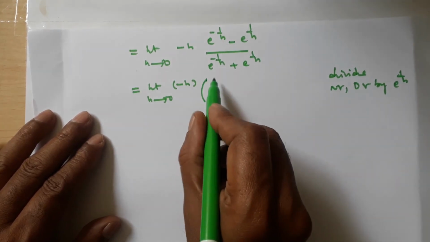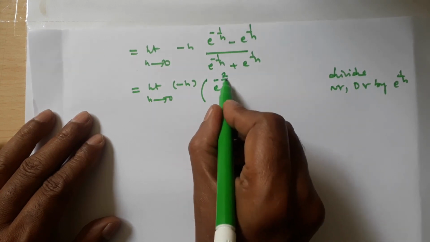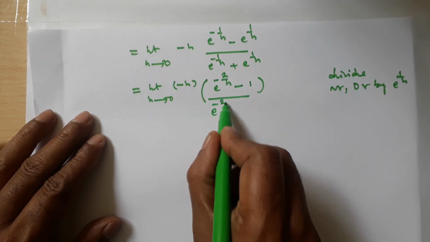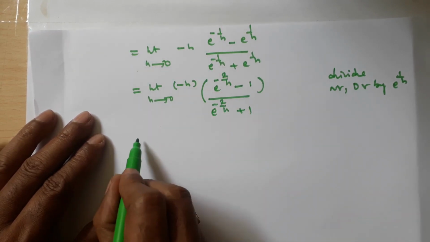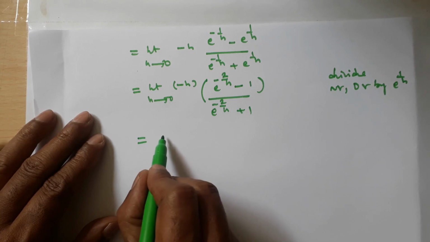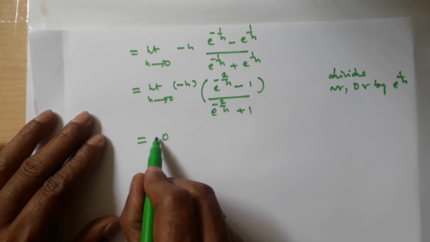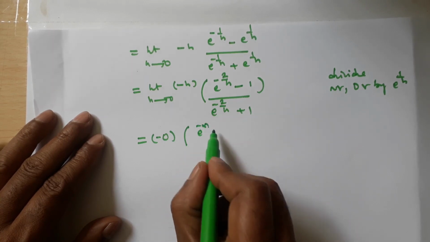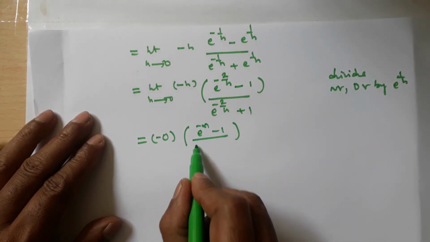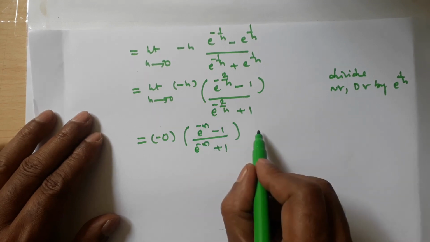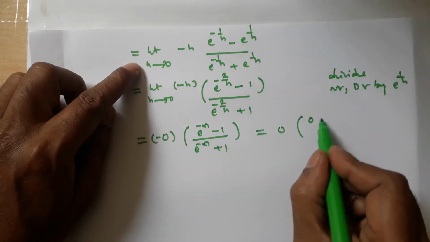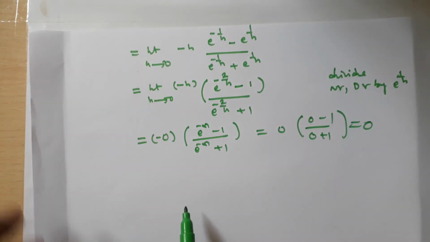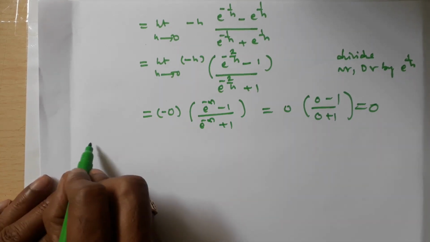Dividing gives (e power minus 2 by h minus 1) divided by (e power minus 2 by h plus 1). Applying the limit value, this is 0 minus 0, or 0, into (e power minus infinity minus 1) divided by (e power minus infinity plus 1), is equal to 0 into (0 minus 1) divided by (0 plus 1), is equal to 0. So the LHL value is 0.